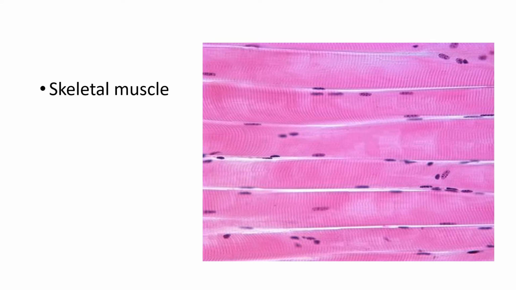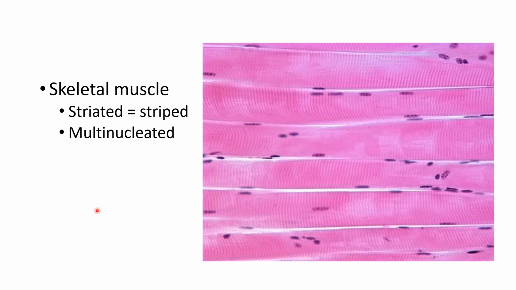So let's just quickly talk about these different types of muscle a little bit more in depth. Here is a picture showing what skeletal muscle looks like under a microscope. Skeletal muscle is striated, and striated means it kind of has a stripy appearance. So if you look at this, you can see there are these bands here. That's the striations of the skeletal muscle. Skeletal muscle cells are also multinucleated, which means that they have more than one nucleus in each cell. So these dark spots here are the nuclei of these skeletal muscle cells.